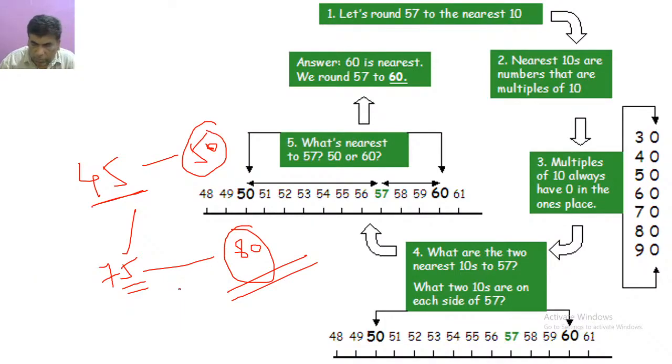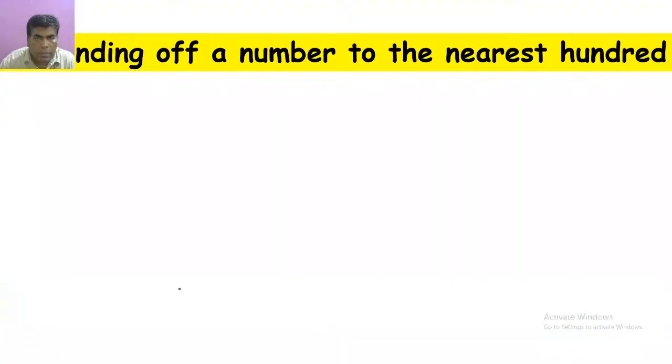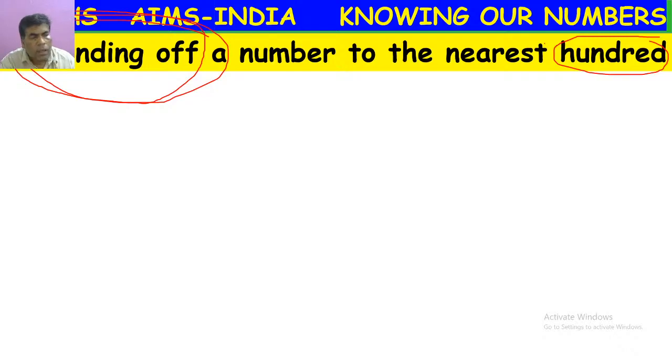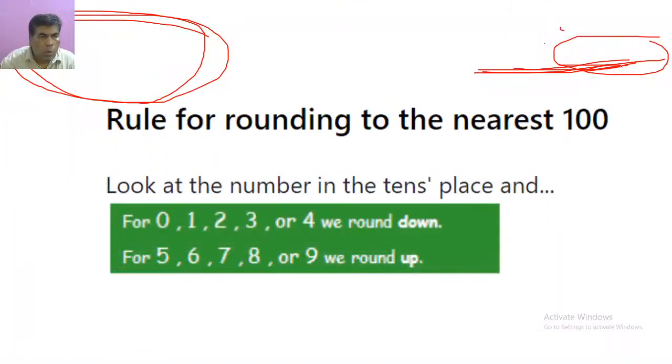Okay, next. Next, rounding off a number to the nearest 100. Already I have told rounding off is not the same for all questions. In the previous example, they asked the nearest 10. But here they are asking the nearest 100. So how to do this? What is the rule here?